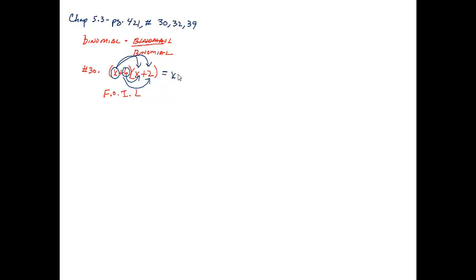So x times x, plus x times 2, plus 6 times x, plus 6 times 2. So the same as saying x squared plus 2x plus 6x plus 12. And then you must put your like terms together, and you end up with x squared plus 8x plus 12. Great.